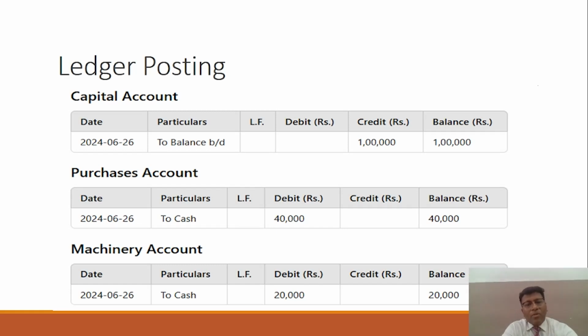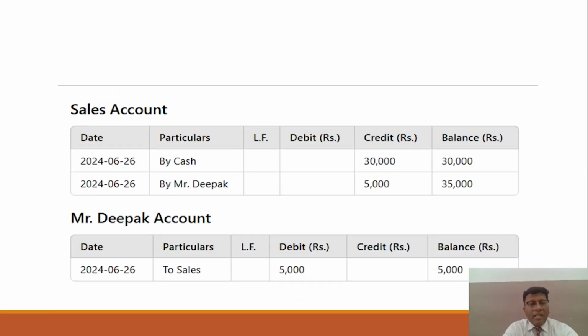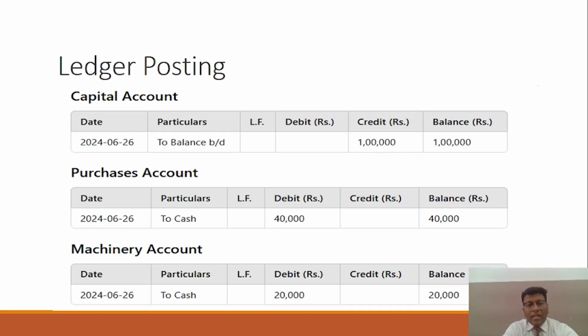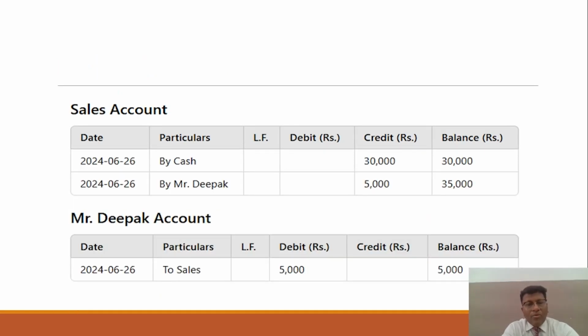And the purchase account, because from the very beginning purchase was debit, the entry is here to cash 40,000. So you are observing that the balance is a debit balance, because the purchase account is debit, right? And if we talk about the machinery account, this amount of 20,000 is also a debit balance because it is an asset.